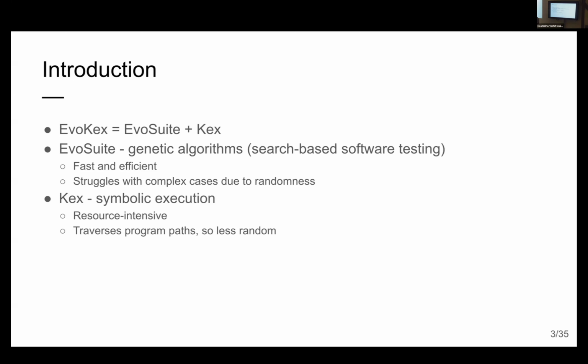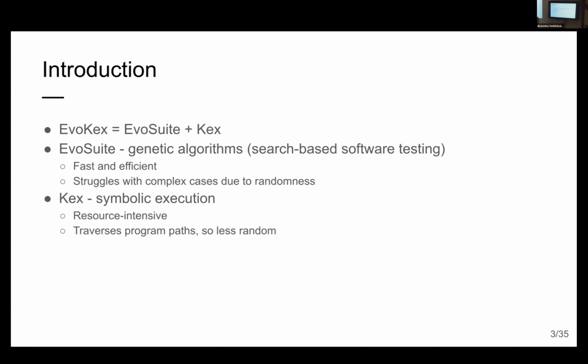They are quite popular because writing tests using people is expensive in terms of time and resources. So these tools are quite popular. And we wanted to make use of the advantages of both of these tools, because one of them is a search-based software testing tool. It has a fast and efficient approach. However, it is some kind of random, and therefore struggles with some complex cases to cover them completely.